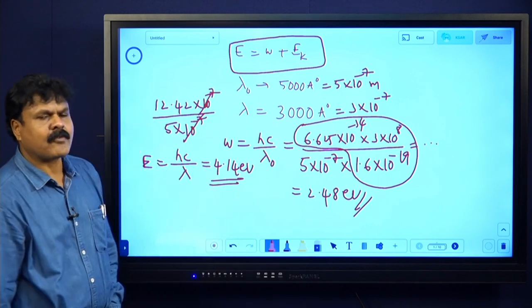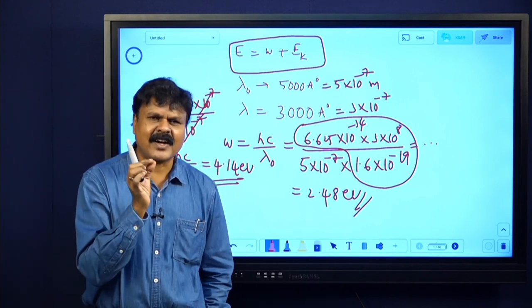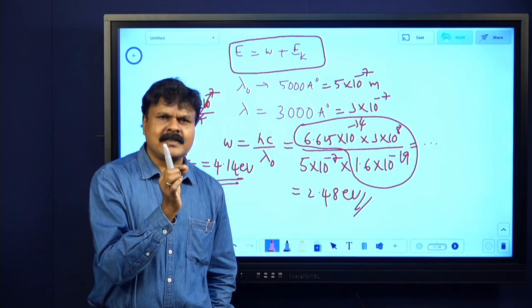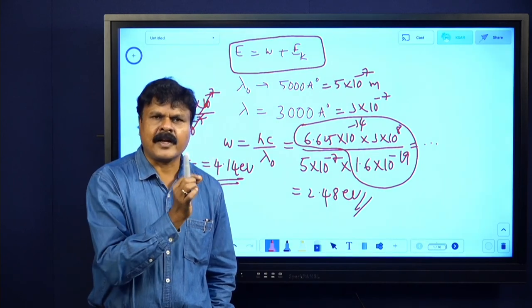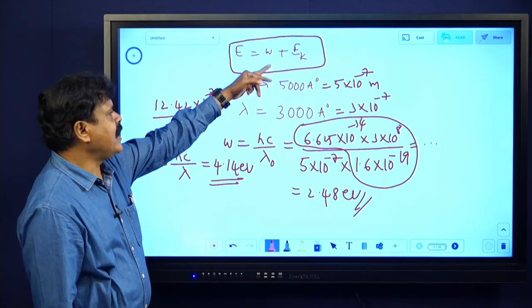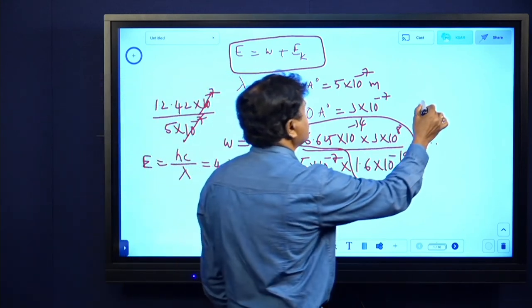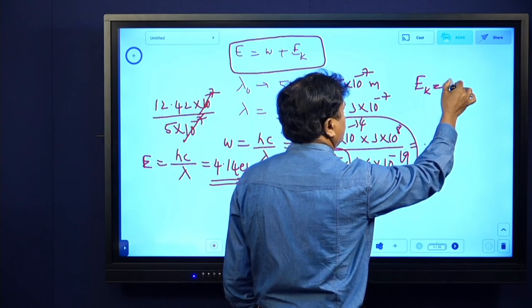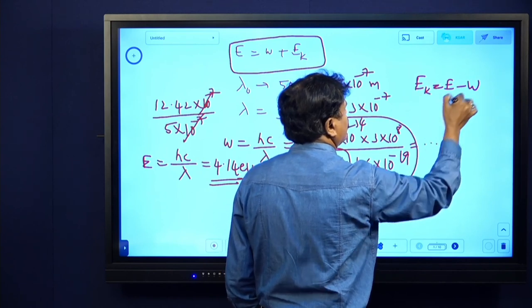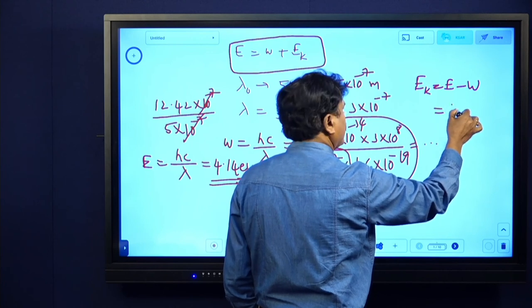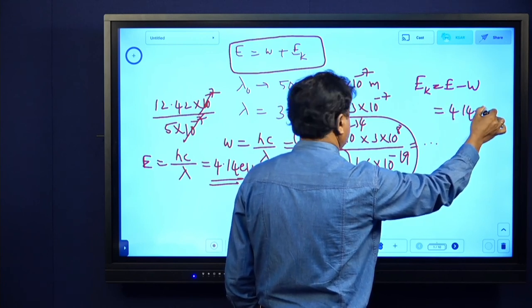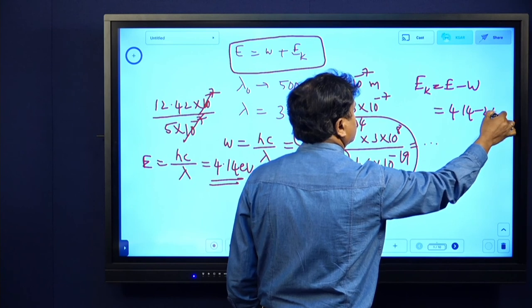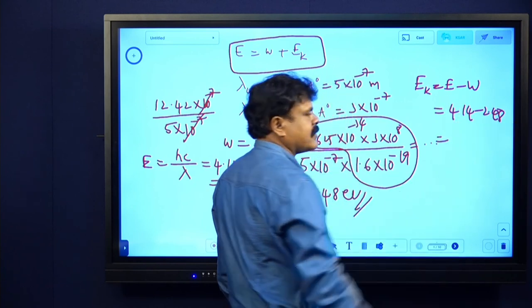After finding this, you write one sentence: according to Einstein's explanation of the photoelectric effect, we have E equals W plus Ek. What is Ek? This is 5 marks, and this type of problem has been asked many times. Ek is E minus W, that is 4.14 minus 2.48. Whatever answer you get, that is the final answer.